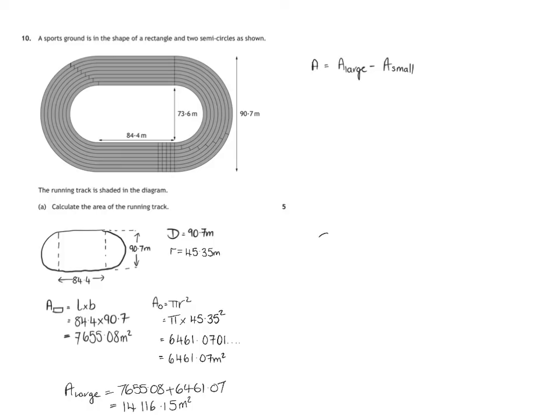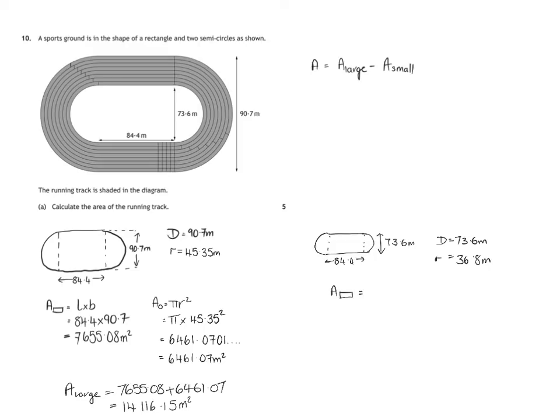So the small one, again, if I just draw this out so I can visualize and see what's going on. We know for this one, it's 73.6 meters there. Our rectangle though, still 84.4, that hasn't changed across there. So we know our diameter is 73.6 meters. We can work out the radius by halving it. So 73.6 divided by 2, so we get 36.8 meters.